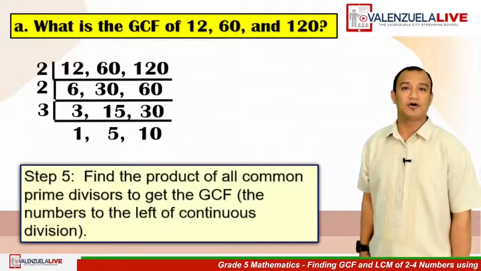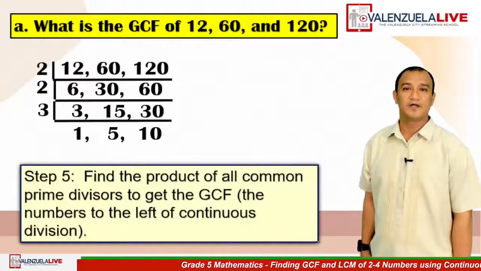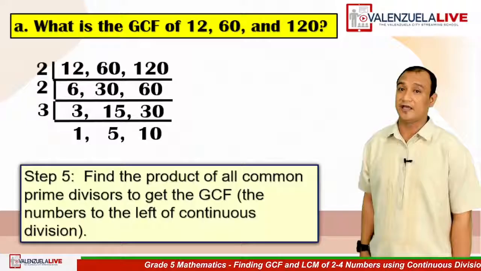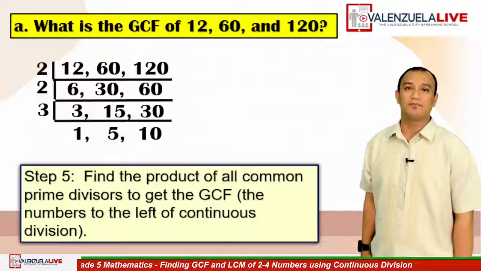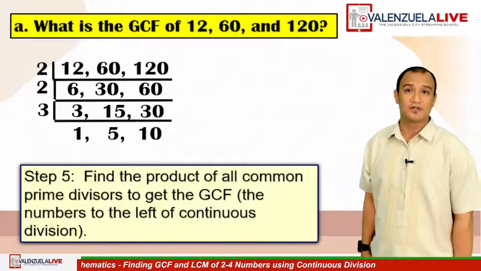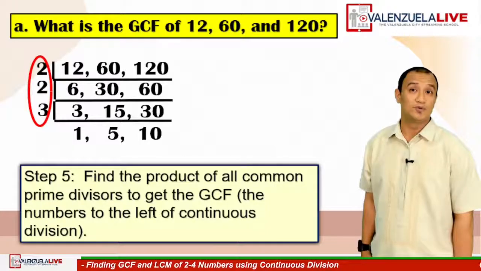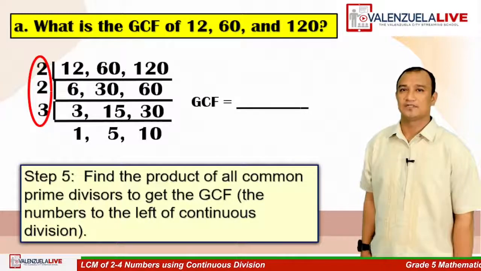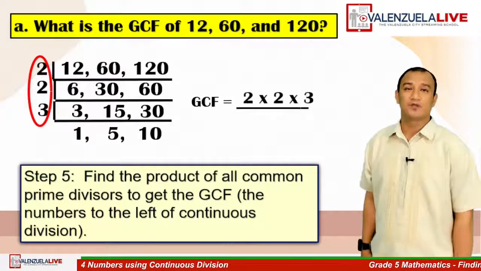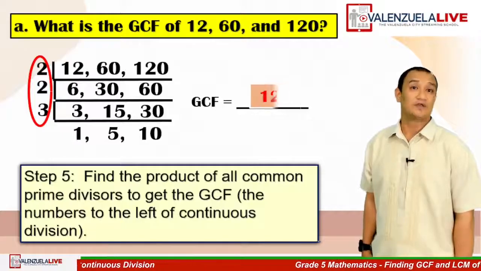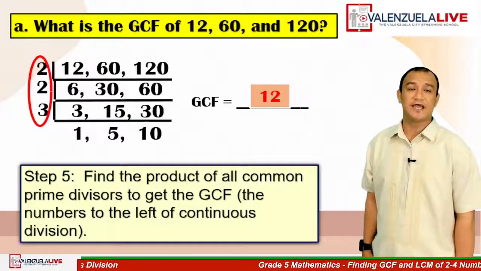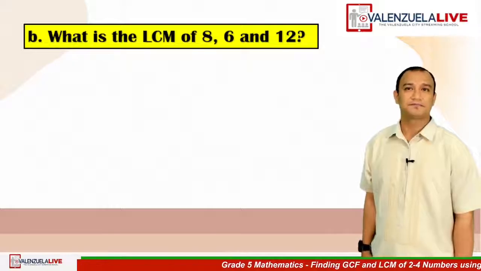Find the product of all common prime divisors to get the GCF. And again, we should take note that they are the numbers to the left of the continuous division. And they are 2, 2, and 3. So let's multiply them. 2 times 2 is 4, and 4 times 3 is 12. So our GCF is 12.